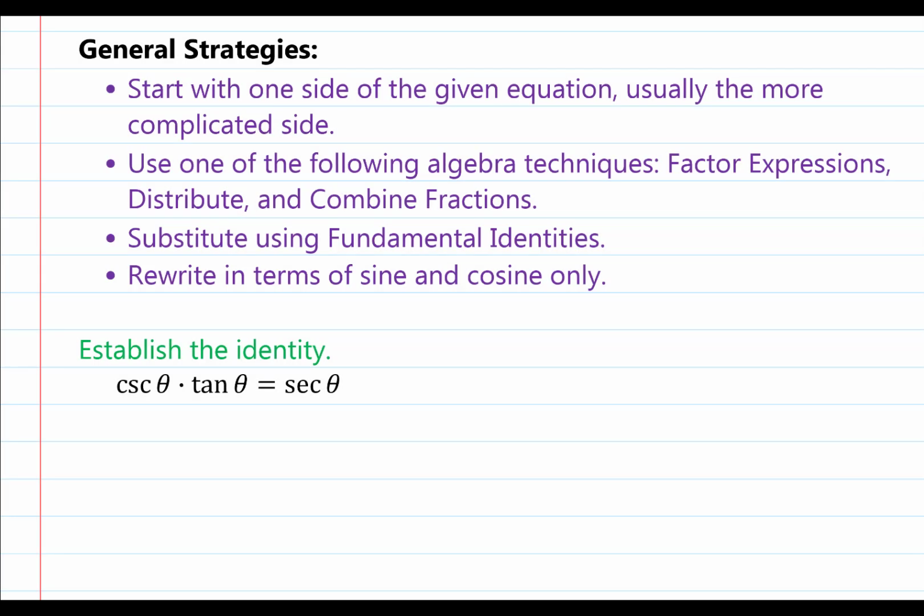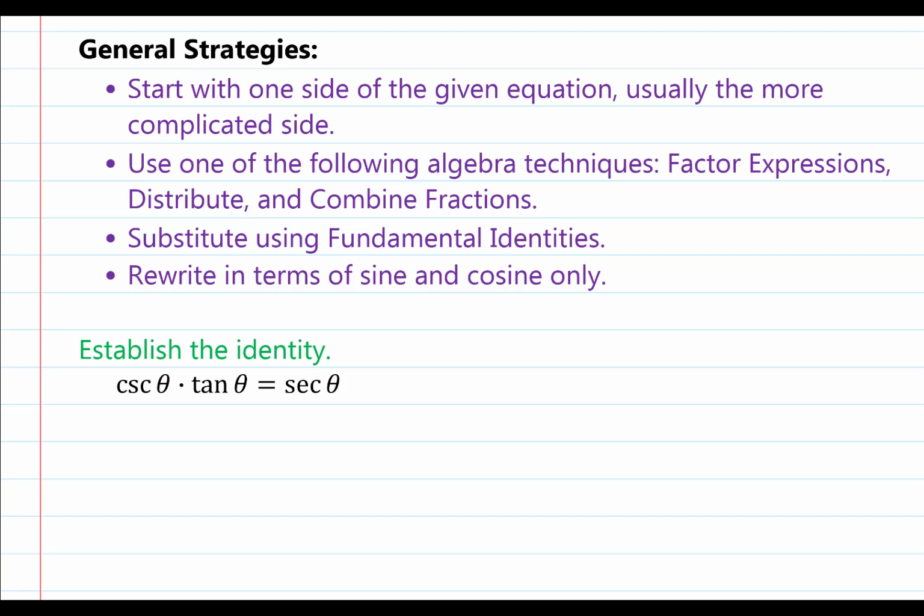When establishing an identity, there is not one particular set of rules or tips or steps that will work with every single identity. As a result, here are some suggested general strategies that you should consider when working to establish an identity. Number one, start with one side of the given equation, usually the more complicated side. The part here that we all need to do is start with one side of the given equation. We never work from both sides, just one side. But you can pick either side to work from, but we generally pick the more complicated side because it's easier to simplify a more complicated side.